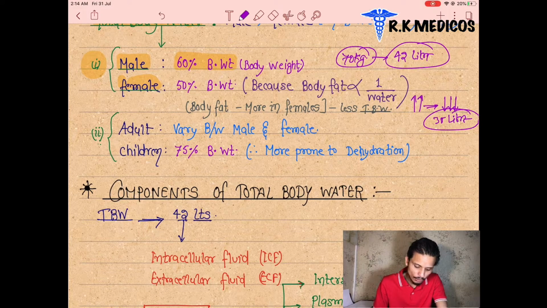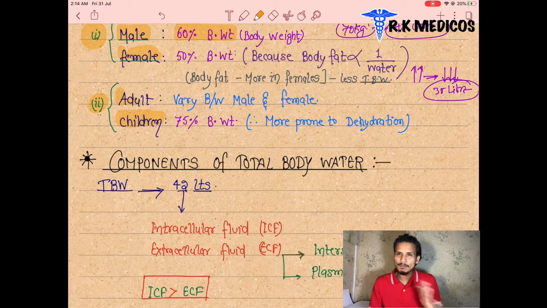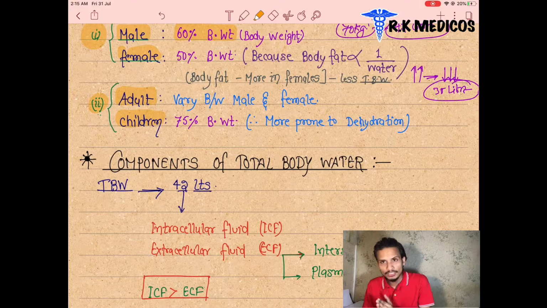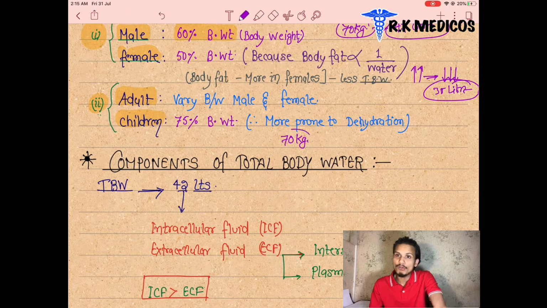Next, we can see the basis of age classification. Suppose there are small children or adult persons. In an adult person it varies. Maybe male or female, it varies on their size and weight. But in children, the constituent of total body water, or we can say the cellular fluid, is 75% of the body weight. Suppose this child is 70 kg. What is 75% of it?